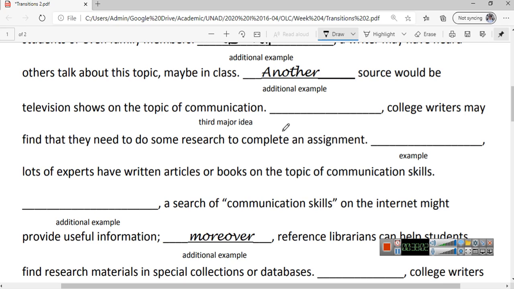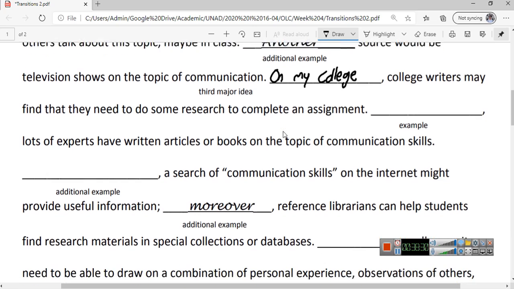On my college, on my college, fathers may find. Very good. Yeah, you're being very original. On my college. Was not expecting that. On my college, college writers may find that they need to do some research to complete an assignment. That's good. Thank you, Daner.